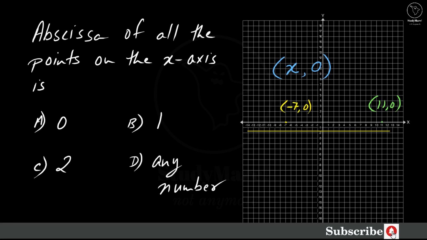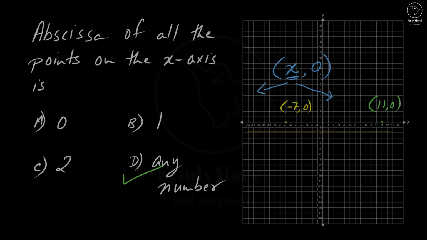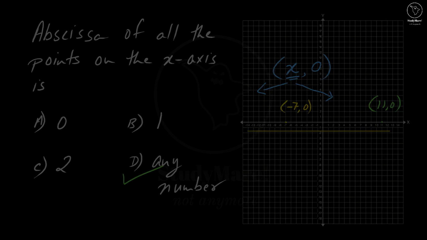So what is our answer? What is x? It is any number extending on x-axis till infinity. So our answer is D, any number. So you see, it's just a basic understanding question. You have to understand and visualize a bit along with the graph paper, and you will get the answer with no efforts at all. Believe me, study mere, not anymore.